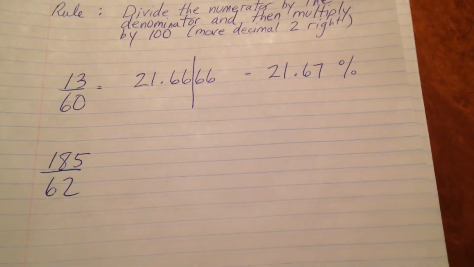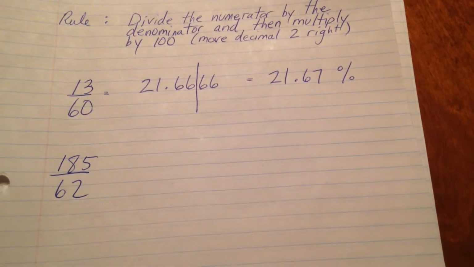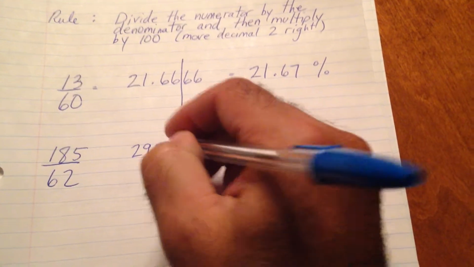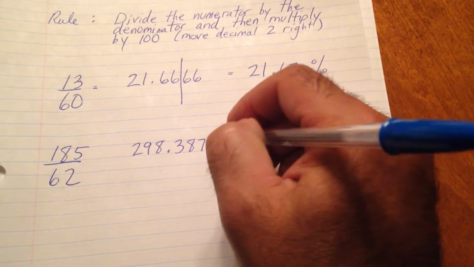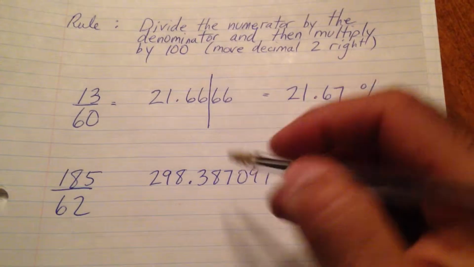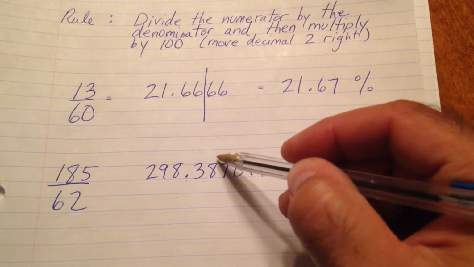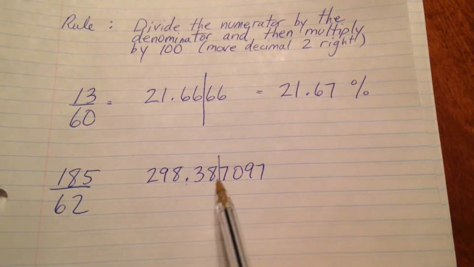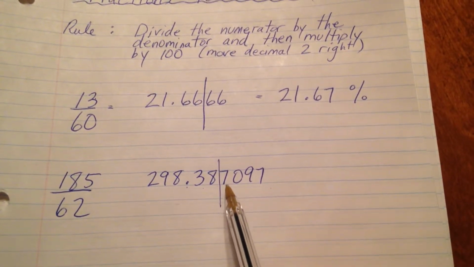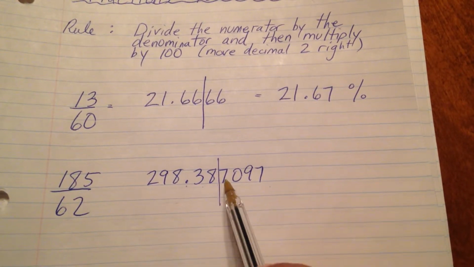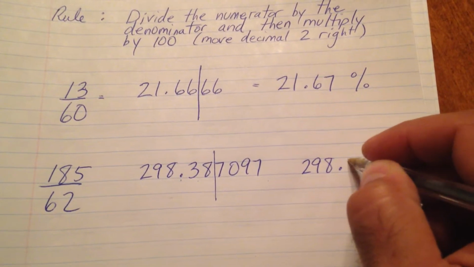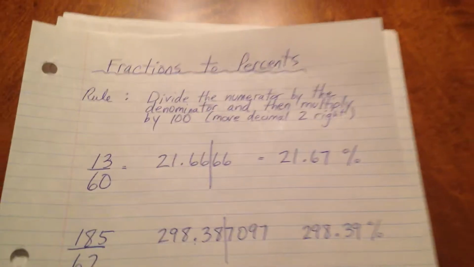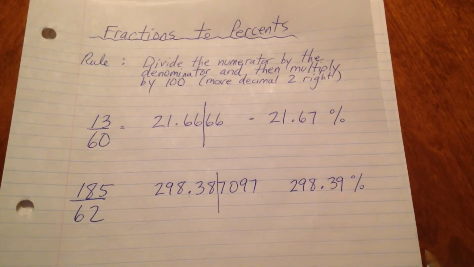So 185 divide 62, and if I multiply that by 100, I've got 298 decimal 387097. Now I'd like to round it off to the hundredth again, so 2 numbers after the decimal. So that's a 38, but I look at the next number, it's a 5, 6, 7, 8, or 9, it changes that to a 39, which it is, so it becomes 298.39%. And that is how you convert a fraction to percent.